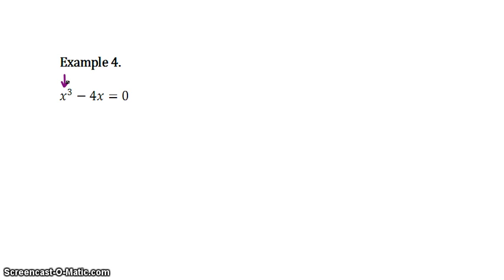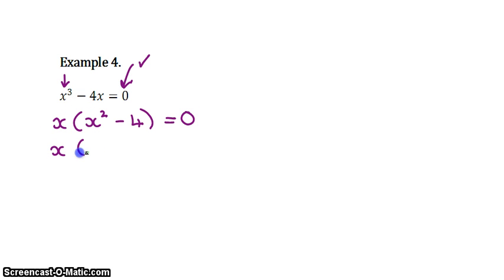Well, what's my process with quadratics? My process is get one side equal to 0. Done. What's my next step? Factorizing. I can factorize a common x, which leaves me with x squared minus 4. Can I factorize some more? Yes, it's a difference of two squares. x minus 2, x plus 2.